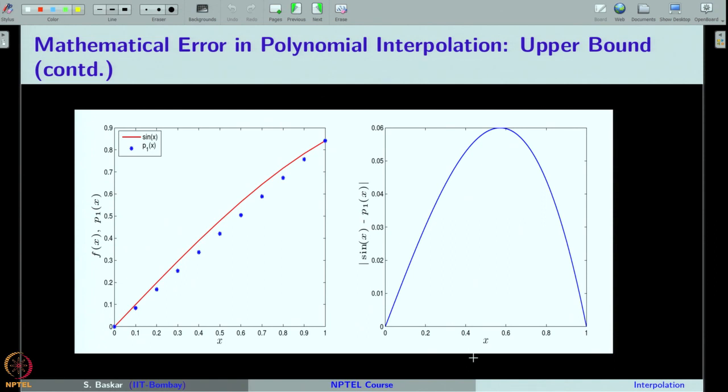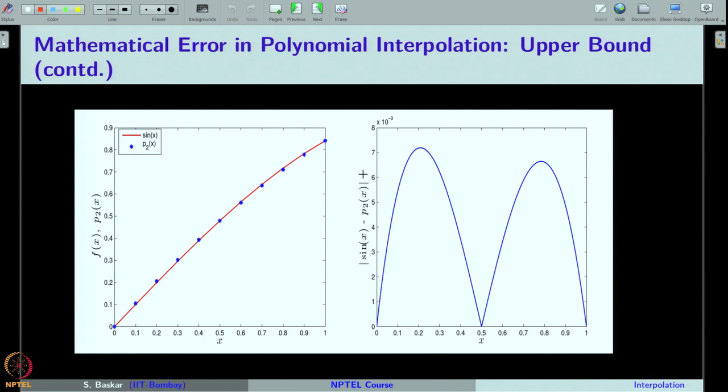Let us have a visual feeling for the example that we have considered. In this left side graph, we have plotted the sine function with a red solid line in the interval 0 to 1, and the blue dotted line indicates the linear interpolation polynomial for the function sin x, where the nodes are taken as 0 and 1. You can see the error on the right side plot in the blue solid line. Although I have written it as a mathematical error, strictly speaking it is not, because we have computed it on a computer. But still, at the first degree polynomial level, the arithmetic error is negligible. Therefore, we may still see this graph as the graph of the mathematical error.